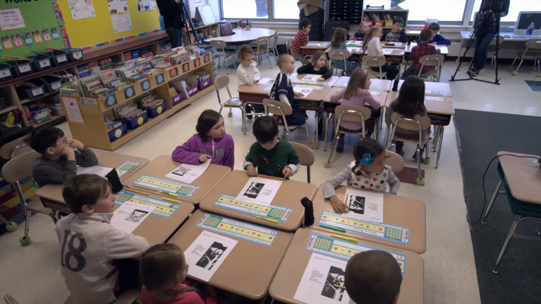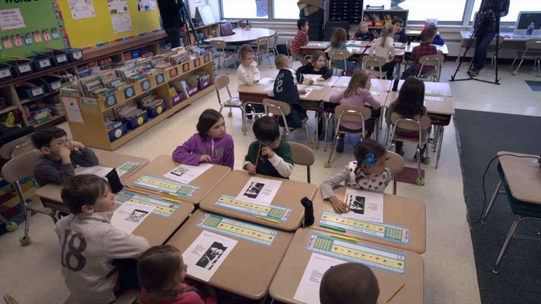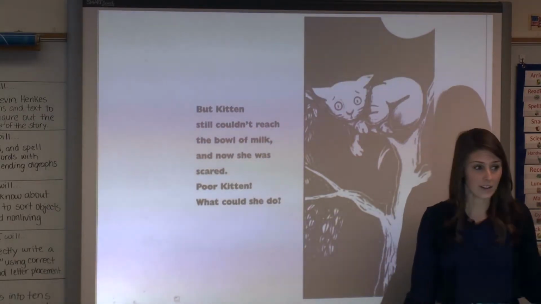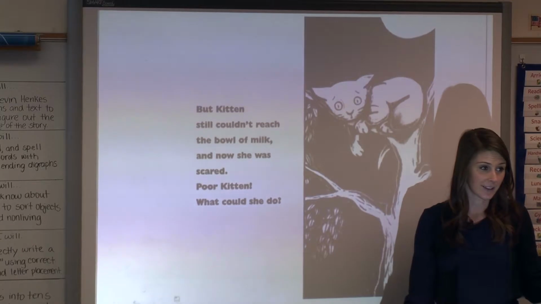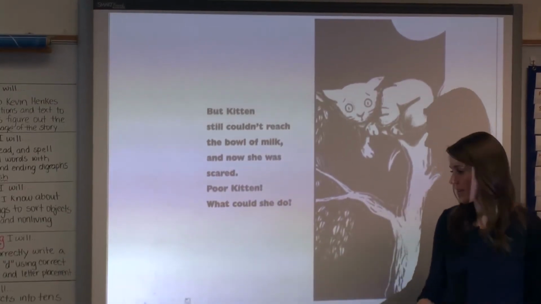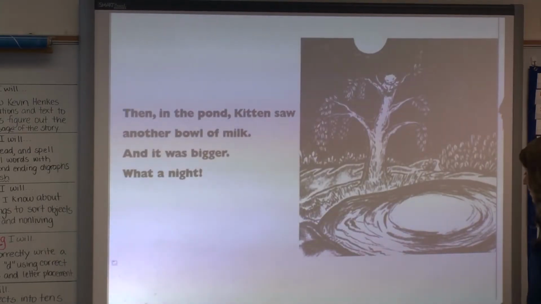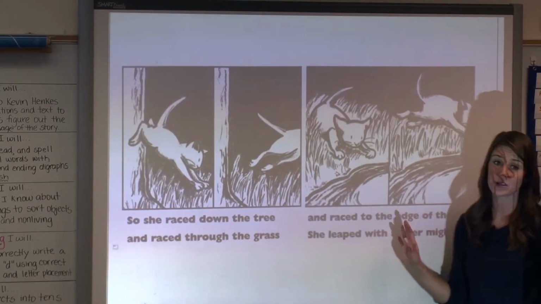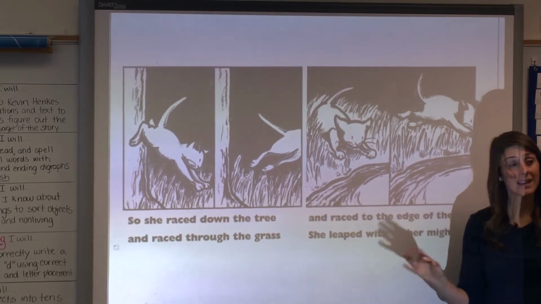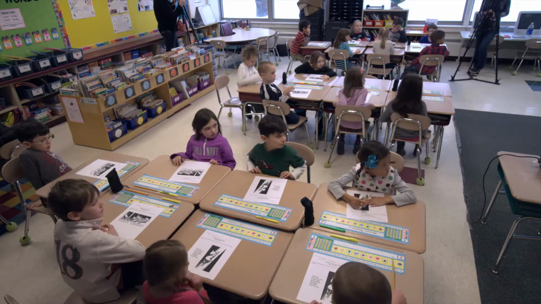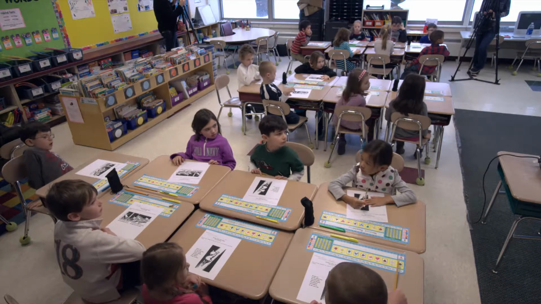But Kitten still couldn't reach the bowl of milk, and now she was scared. Poor Kitten. What could she do? All right, turn back to the front. And now I just want to read, because other friends have a different page. These friends are going to do the same thing, it's just a different picture and different words. You're still going to highlight the actions that Kitten is doing. Okay, so listen, if you have this page, listen to the words so you know what to highlight.